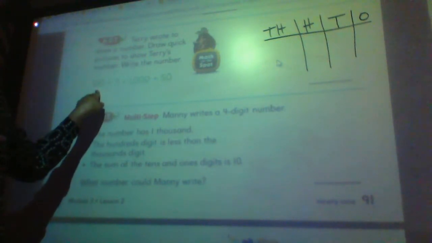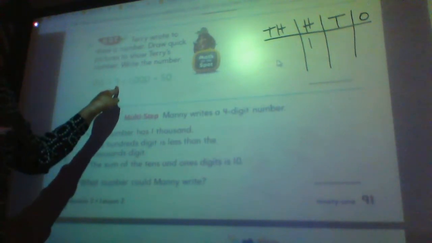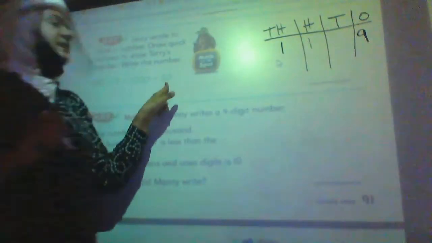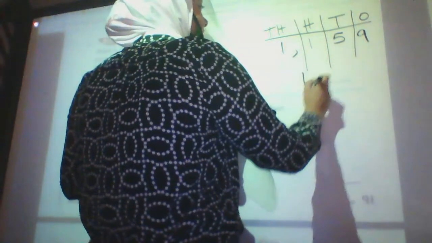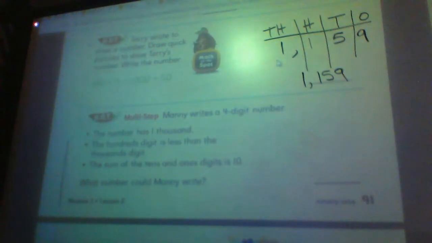So it says 100. So how many hundreds? 1. So you're going to put 1 in the hundreds place. How many ones? 9. Thank you, Rena. How many thousands? 1. Very good. How many tens? 5. Comma. So what's your number? 1,159. If you just write this place value chart, I promise it will make a lot of sense.